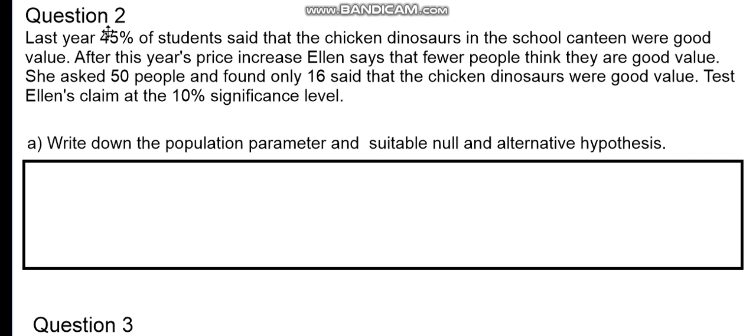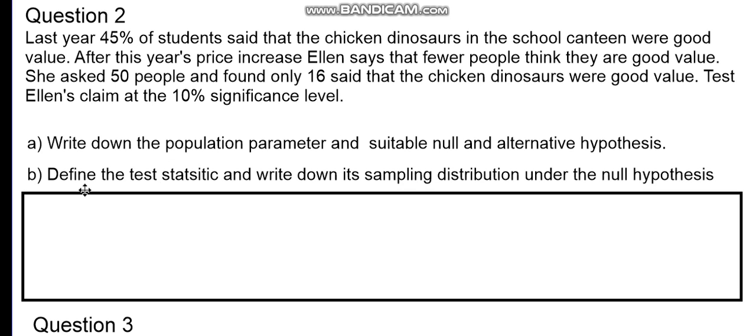So this is all about the proportion of students that said chicken dinosaurs were good value. So P in this case is the proportion of students that said the chicken dinosaurs were good value. Okay, now your null hypothesis is what we expect, and we expect that P would be the same as it was last year. So last year it was 45%, we'd expect P to be the same. And the alternative, well, this comes from the statement that says, Ellen says that fewer people think they are good value, therefore P is going to be lower than 45%. So there's your alternative. Okay, so that's that sorted.